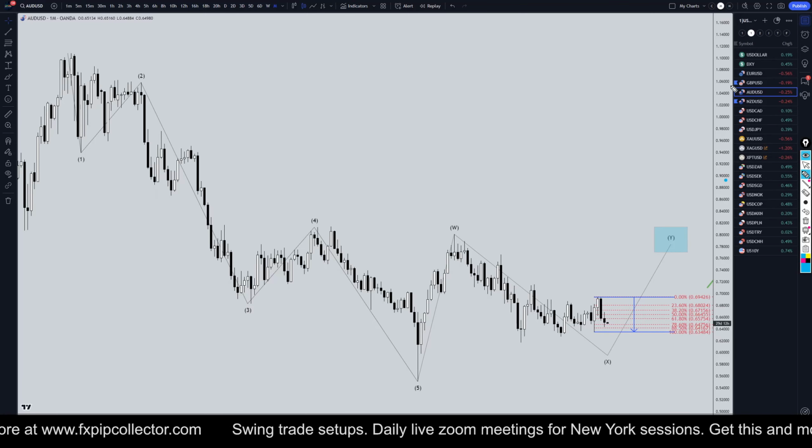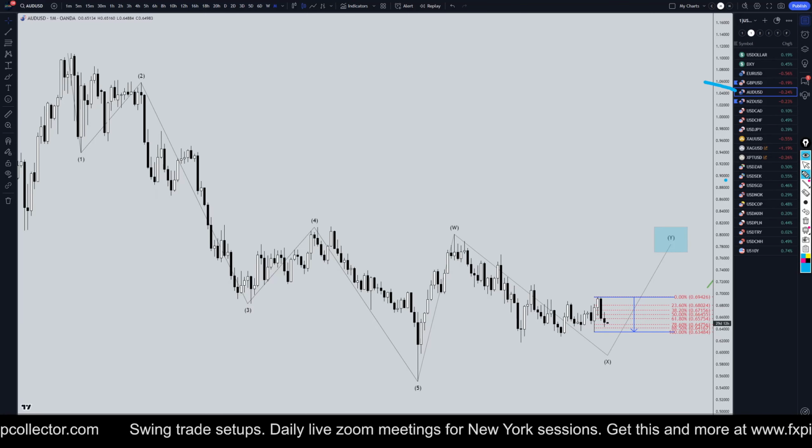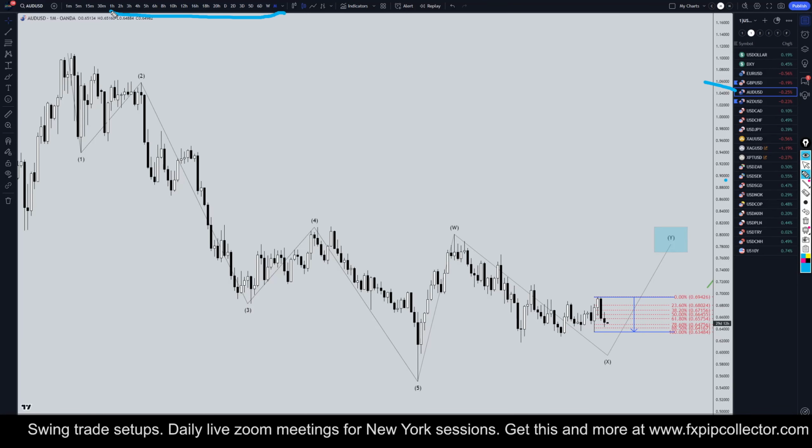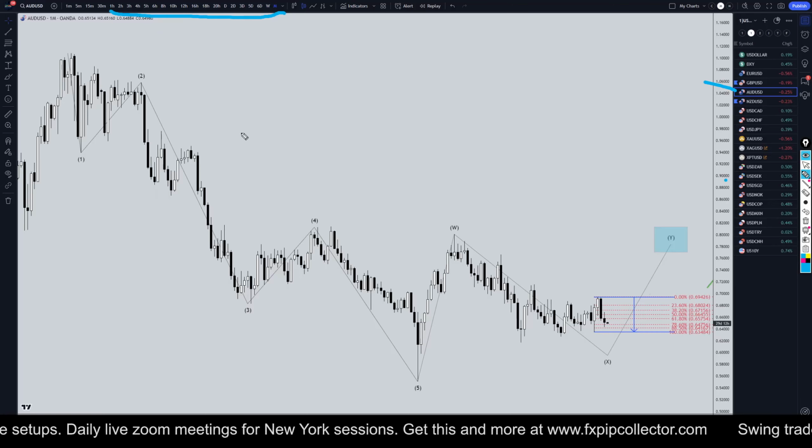I'm going to be analyzing the Aussie US dollar starting on the monthly, working my way all the way down to the 1 hour time frame for the full top-down analysis.